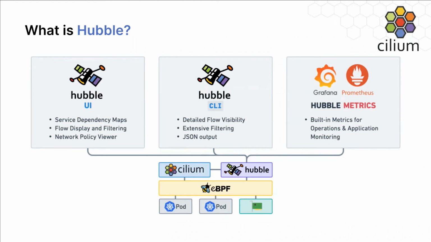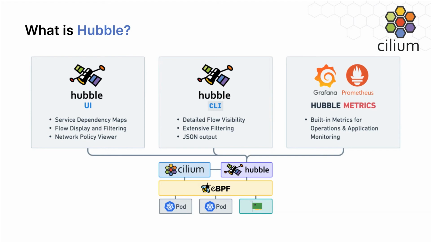The Hubble CLI is more detailed flow, more troubleshooting, more capabilities in terms of extensive filtering. Also, the ability to output it, for example, to JSON, where you can use that to do different things with it. We've seen customers creating Grafana dashboards based on that JSON output, for example. Hubble also provides metrics. So you can enable Hubble Metrics, which exposes all related metrics from both Cilium and Hubble using eBPF to Grafana and Prometheus or other solutions where you can have dashboards to get health or monitoring capabilities for your platform.